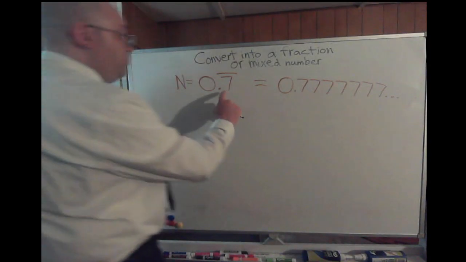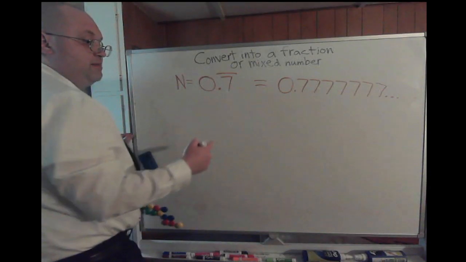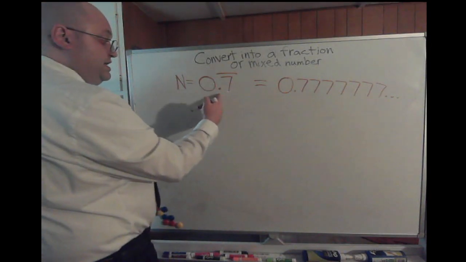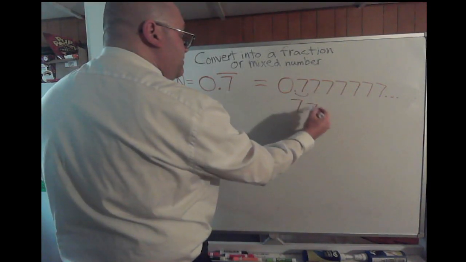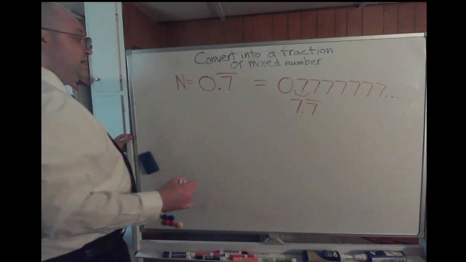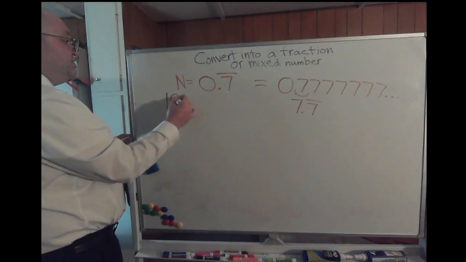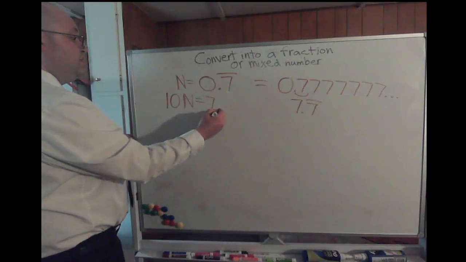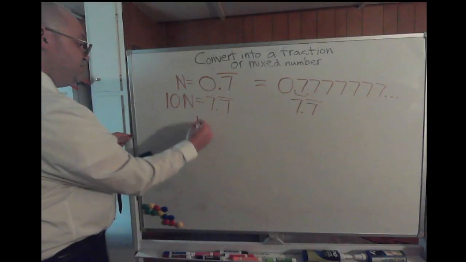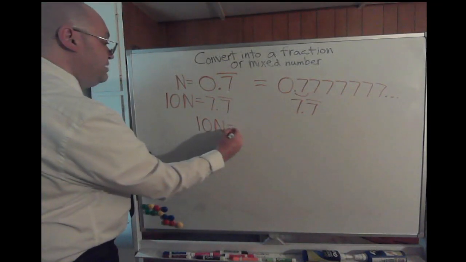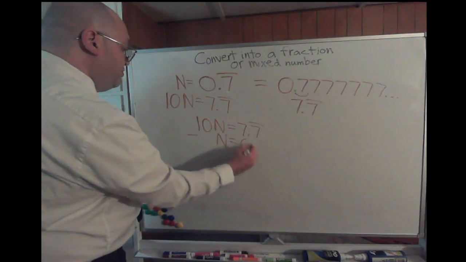We see we have 1 decimal place here. Well, we want to be able to get rid of the bar in an upcoming equation, so we have 1 decimal place. We need to move it 1 to the right to give us 7.7 repeating. In order to move the decimal 1 to the right, we got to multiply by 10. So you do 10 times n equals 7.7 repeating. Now just go ahead and do your 10n equal to 7.7 bar minus n equal to 0.7 bar.